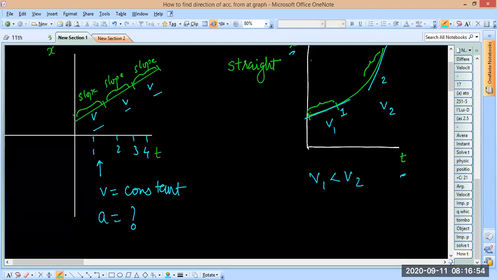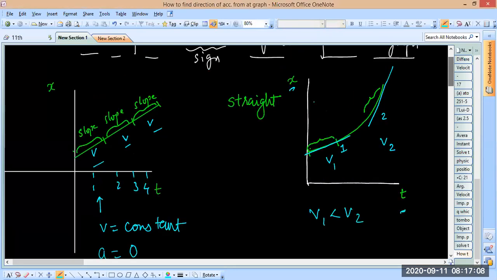Zero, right? So velocity is constant, so acceleration is zero. So in short, if the xt graph is curved, velocity will change, right? Velocity will be changing, correct? But if the xt graph is flat or straight, then the velocity is not changing, it is constant, and then acceleration is zero.